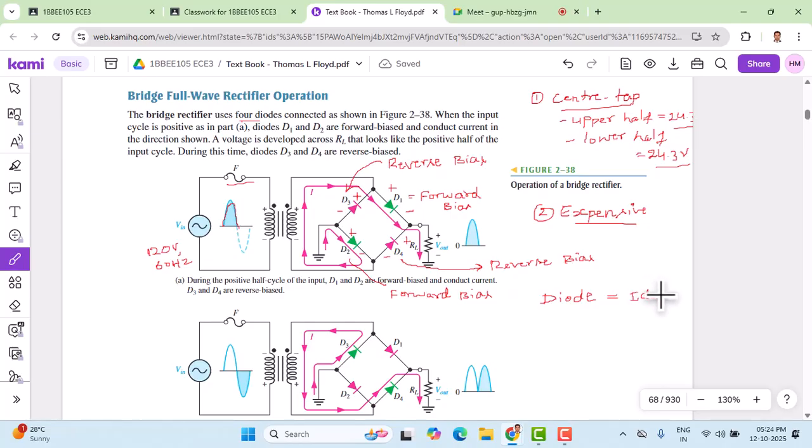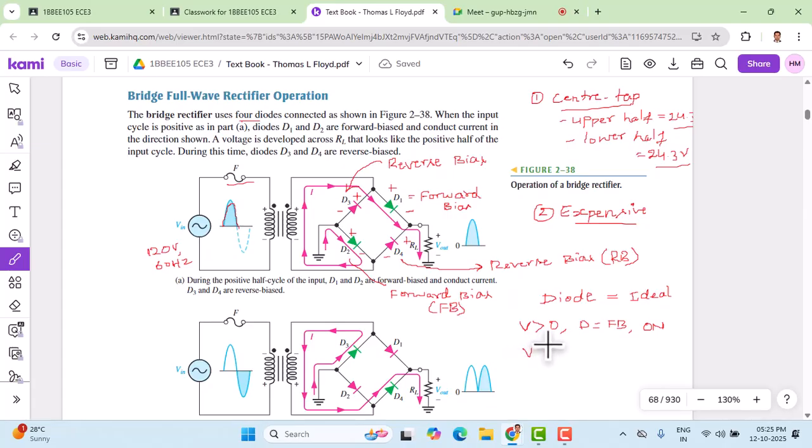What do you mean by ideal? An ideal diode, in the sense that whenever the voltage V is greater than 0, the diode becomes forward biased. Let us give some notations: FB for forward bias and RB for reverse bias. Whenever the applied voltage across the diode exceeds 0, the diode becomes forward biased, it is turned on, and current flows.